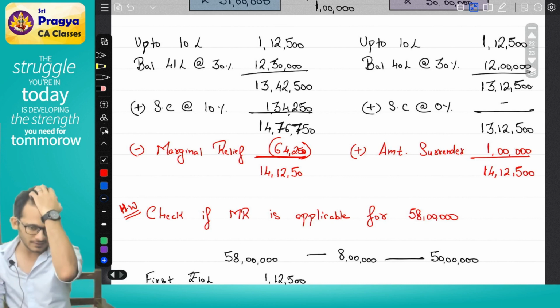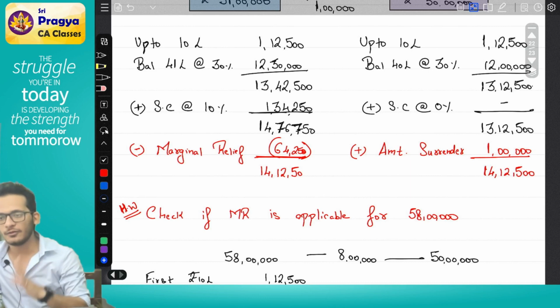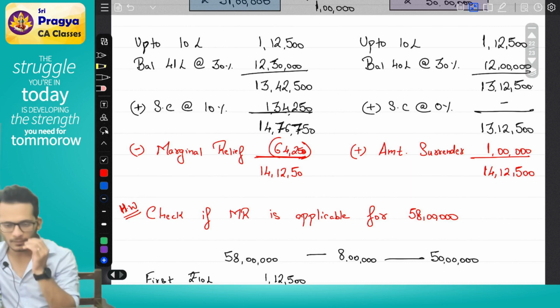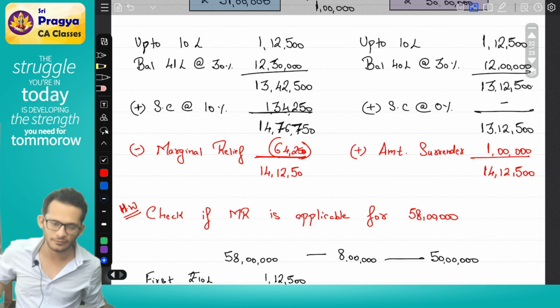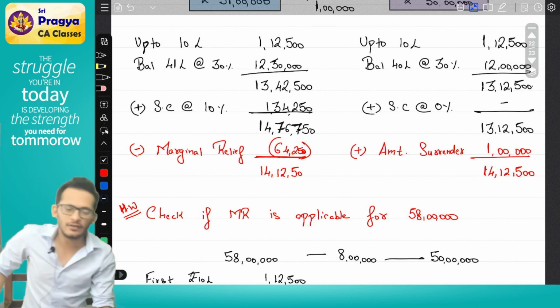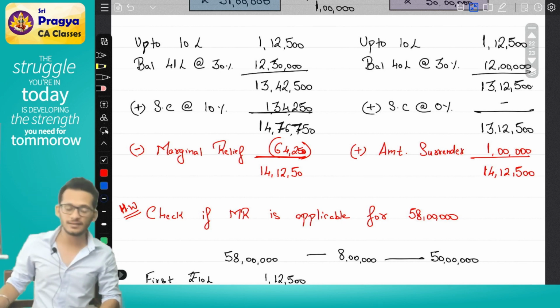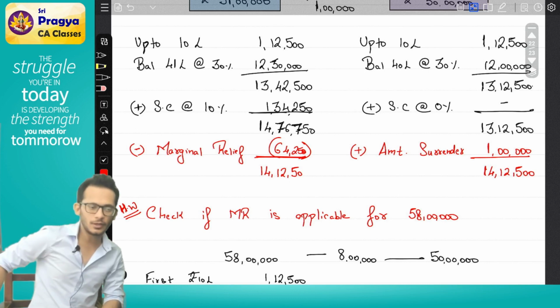But the department comes and says cess should always be computed after relief. Don't give cess before relief. You may end up saving for the assessee, but that will not be the right provision.